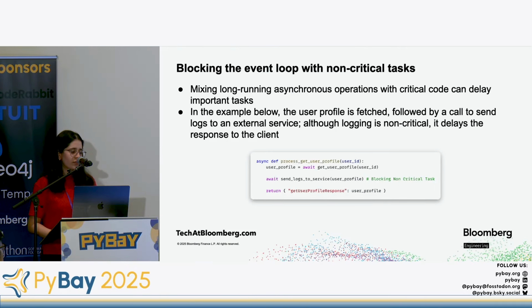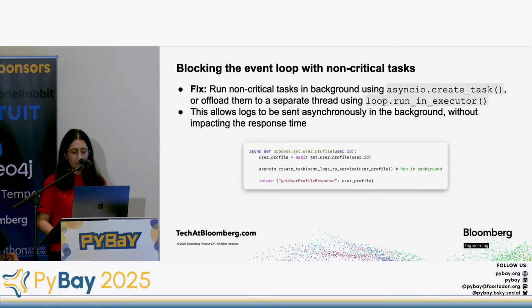The next mistake that we're going to look at is very similar to the previous one. It's blocking the event loop with non-critical tasks. Mixing long-running asynchronous operations with critical code can delay important tasks. As you can see in this code example, we are getting the user's profile, and then we are sending the logs to an external service, and then we return the user profile. Although logging is non-critical, it delays the response to the client. A fix for this could be to use asyncio.create_task, or you could use the loop.run_in_executor method that we just saw. This allows logs to be sent asynchronously in the background without impacting the response time.